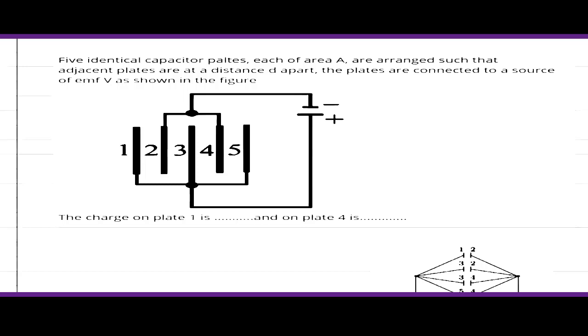So if we draw the equivalent circuit diagram, it will be like this. Means 1, 3 and 5 capacitor plates are connected to the positive terminal, whereas 2 and 4 are connected to the negative terminal, and they have given us that area is A and these plates are apart by a distance of D. So now let's proceed with the solution.